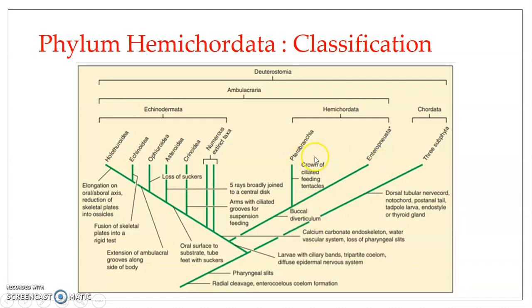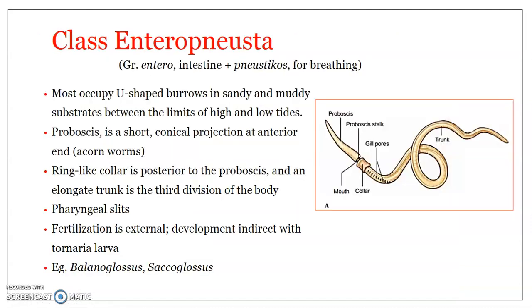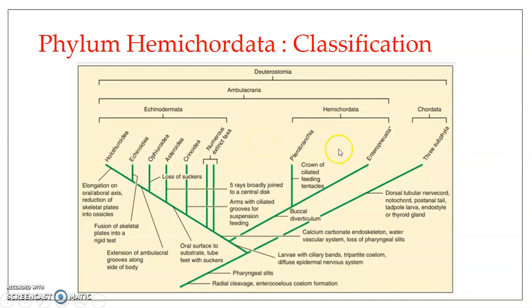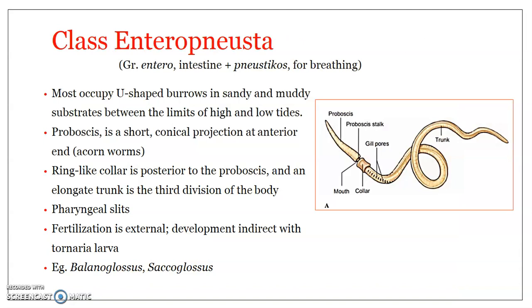There are two classes under phylum Hemichordata, Pterobranchia and Enteropneusta. Pterobranchia is unique in having a crown of ciliated feeding tentacles, which are absent in the case of Enteropneusta. We will be looking into these two classes in detail. This classification of the phylum into two classes, Pterobranchia and Enteropneusta, has been accepted by Ruppert and Barnes in 1994 and Cardung in 2002. You can see here there are two classes, and the Enteropneusta we can see here.